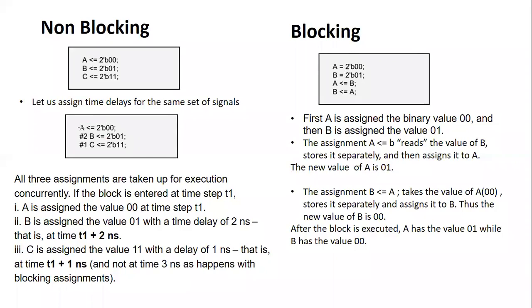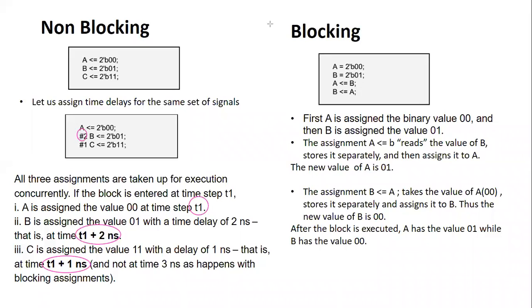If A is executed at t time units, B will start its execution at t time units. So B will be equal to 01, but there will be a delay with respect to the initial time, so it will be t plus 2. Here I have shown it as t1 plus 2. A will be assigned the value at t1. B will be assigned the value at t1 plus 2 because there is a delay of 2. And C will also start the execution simultaneously. It will be assigned the value 11 at 1 nanosecond.